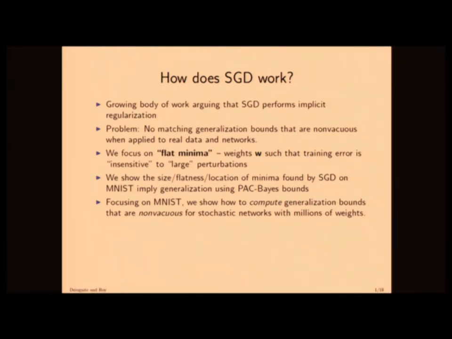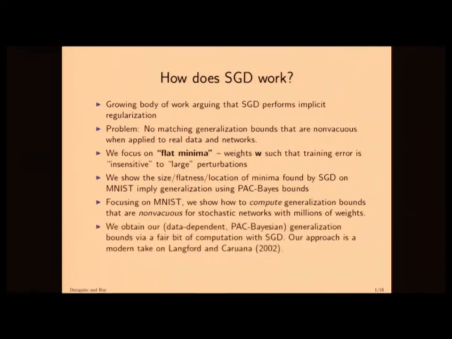Focusing on MNIST, we'll show you how we go about computing these generalization bounds that are non-vacuous for stochastic networks with millions of parameters. One more thing to emphasize is that we're not actually going to be bounding the literal SGD solution, but the generalization of a small perturbation of the solution, which is the bread and butter of PAC-Bayes, I suppose. Then I'll close by talking about some more recent work where we try to tighten up those bounds. The most obvious reason they're not tight is because the prior we're choosing does not depend on the data distribution.